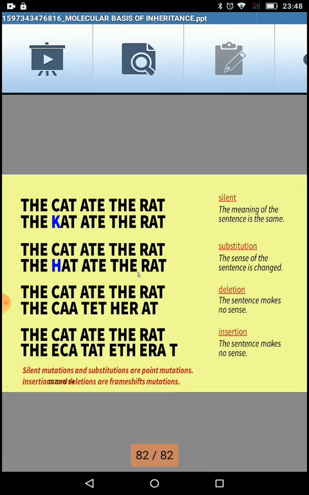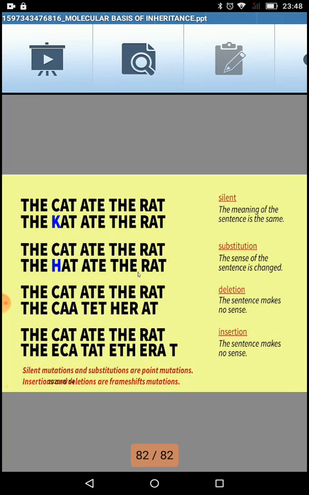Next one. The cat ate the rat. This is the original sentence. Now in this case, what they have done is removed the T of cat, the second word, CAT. So how has this whole sentence shifted? The T has been removed, so the A of ate will come with CA, giving: the cat ate her at.